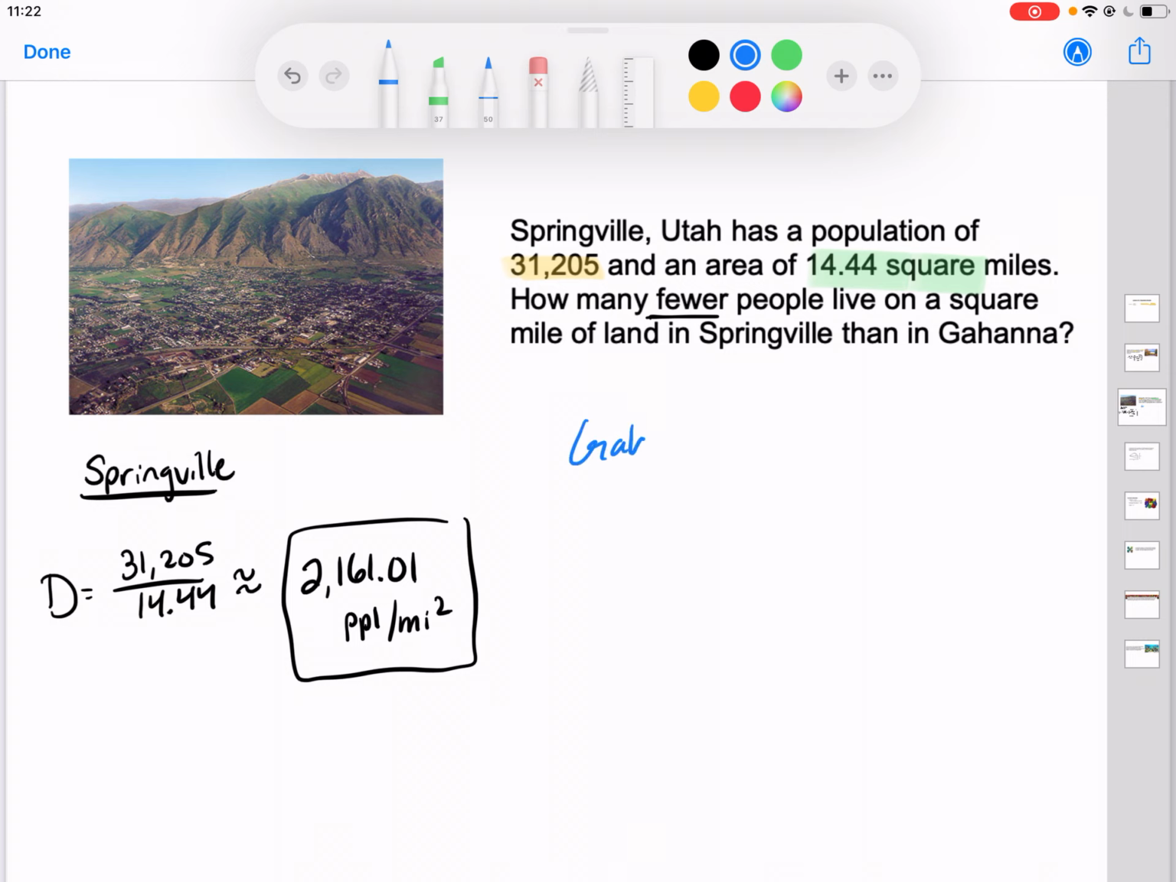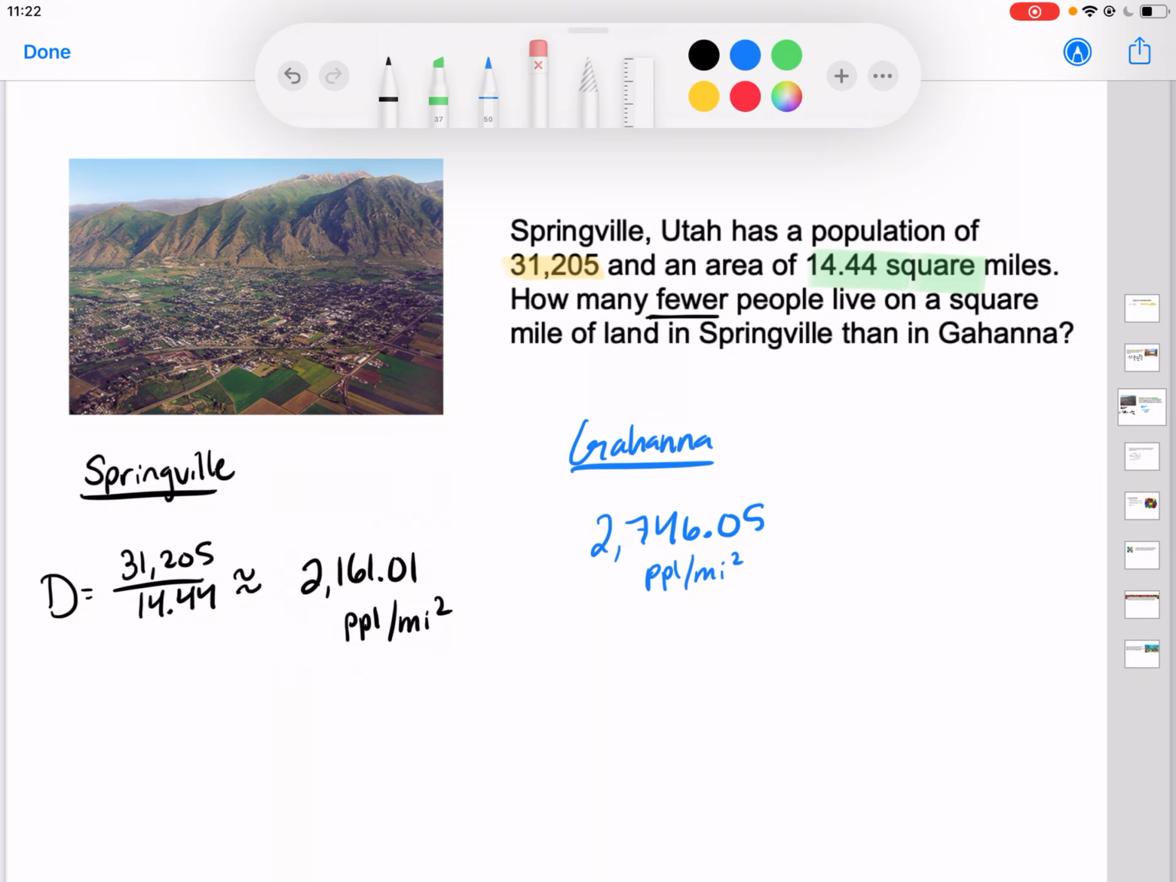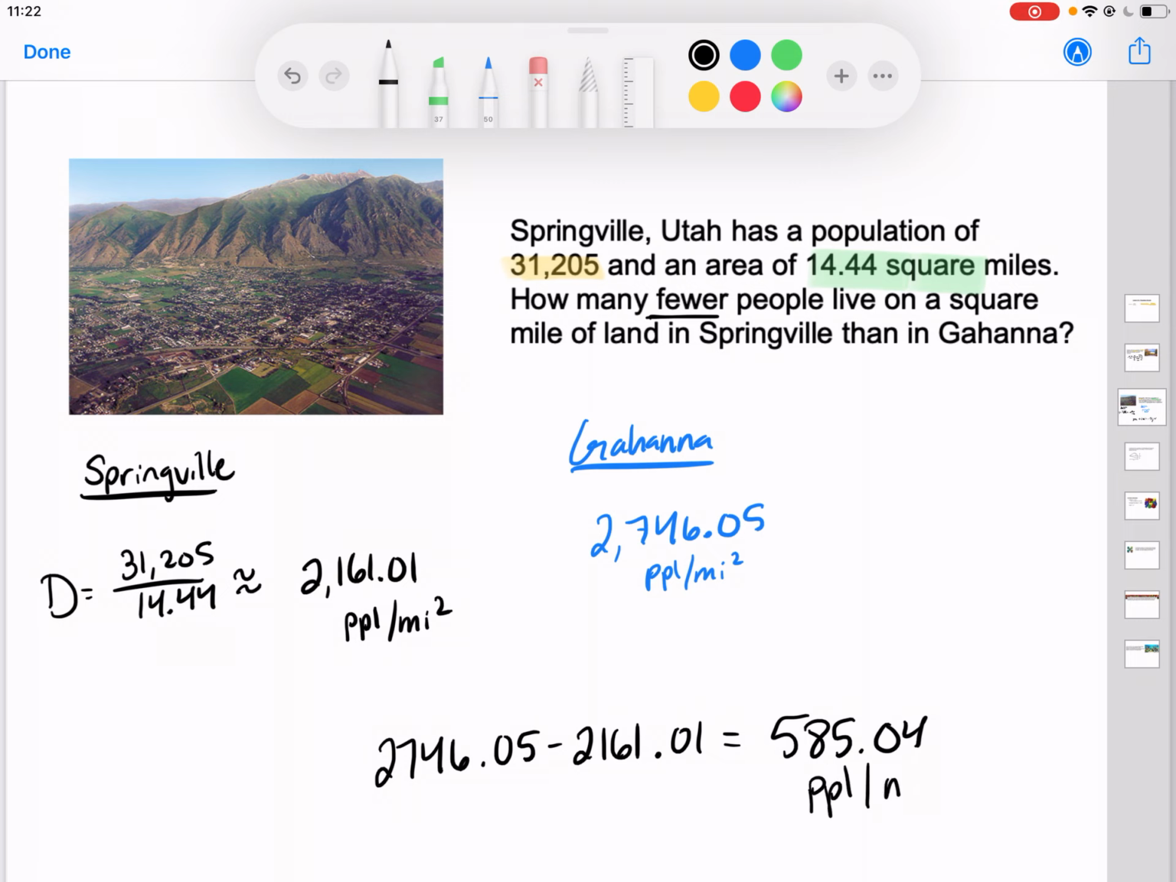And if you recall, Gahanna's was 2,746.05 people per square mile. So in order to find how many fewer people live on a square mile in Springville versus Gahanna, we would just go ahead and subtract the two. And you get 585.04 fewer people per square mile. So about 585 people per square mile less.